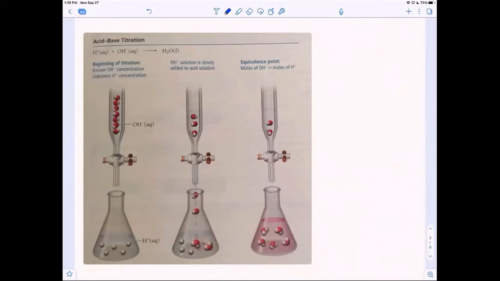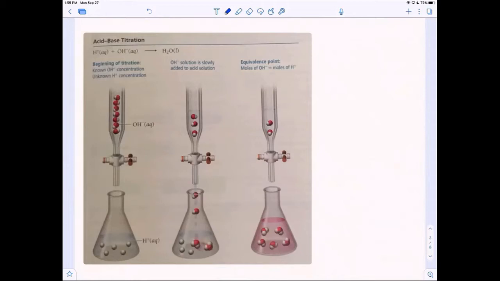But one of the things that we used to use quite a bit are indicators. If you can see this on the screen, it looks kind of blue, but it would be clear water. You can't really tell it's blue with this much water. But over here it's red, or pink, I should say. That's probably from phenolphthalein. Phenolphthalein has that pink color.